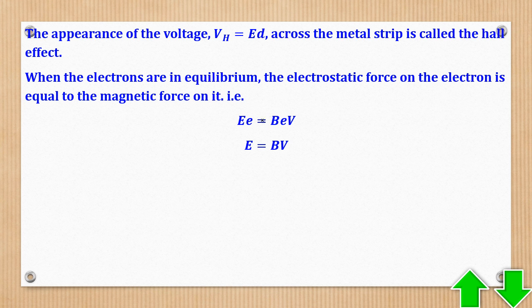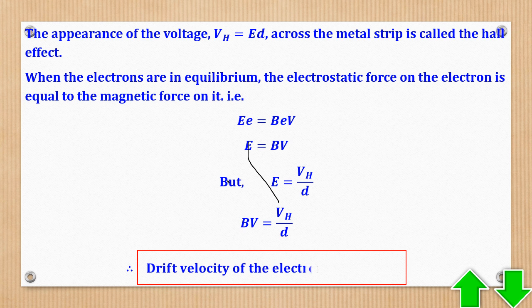E cancels, so we remain with E equal to BV. But we know that E is equal to VH over D. Therefore, substitute where there is E, you put VH over D. You realize that drift velocity, which is V, is equal to Hall voltage over B times D. So this is what we call the drift velocity of the electrons.